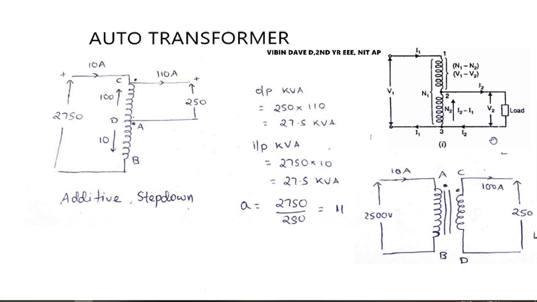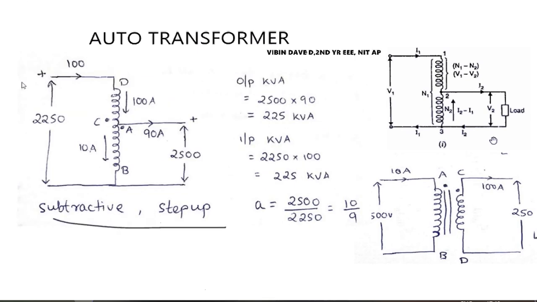This is the next possible connection. You can see AB and CD. Here CD is treated as the common winding, and D and A are connected. The connection is the same, but the only difference is that CD is connected as the common winding. That is the difference between additive step down and additive step up.